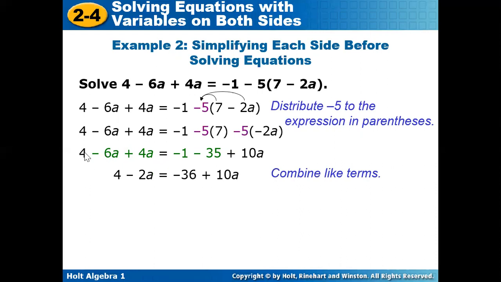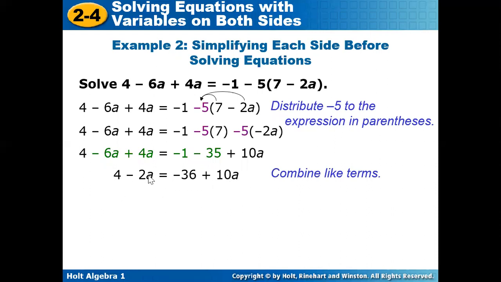We haven't done anything to 4 on this side because on this side of the equal sign, 4 is the only non-variable term. But we are going to collect a -6a plus 4a, that we collect those together. It is -2a. That's all we're doing on this side of the equal sign. Over here, we've taken -1 and we've subtracted 35, which gives us a -36. And then we did not do anything to the 10a because 10a is the only variable term on this side. So now we get this equation.